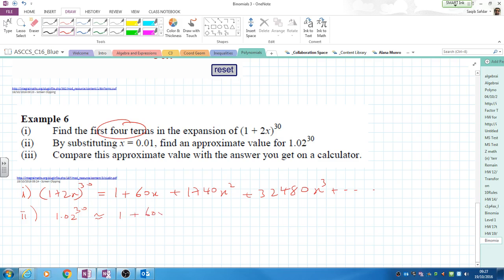now if we just put in these values, so 1 plus 60 times 0.01 plus 1740 times 0.01 squared plus 32480 times 0.01 cubed, and that square sign should just go outside. And if we work that on the calculator, we should get.